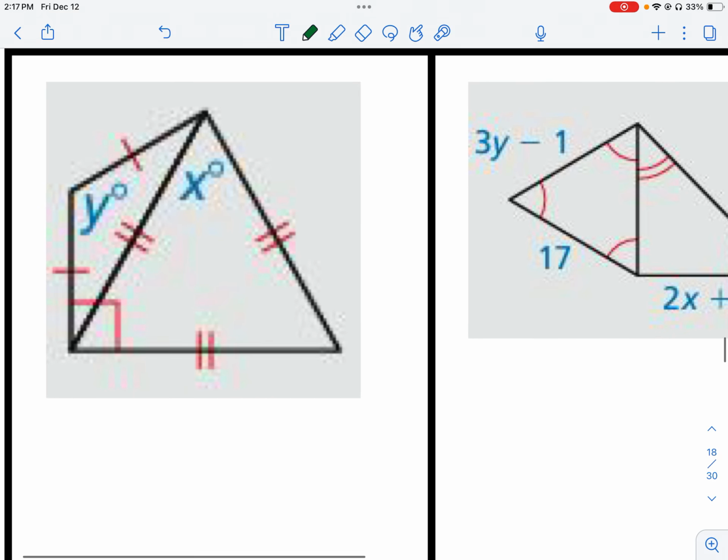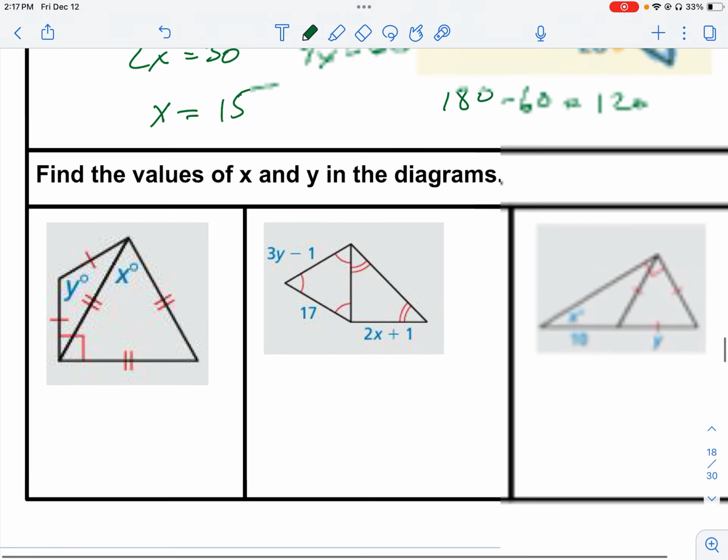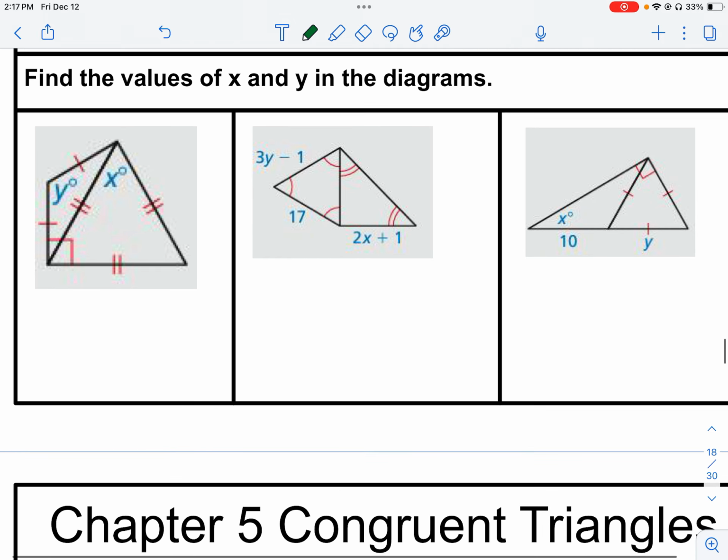All right, actually these next three, why don't you go ahead and pause the video, work through them, then start the video and we'll see how you did.